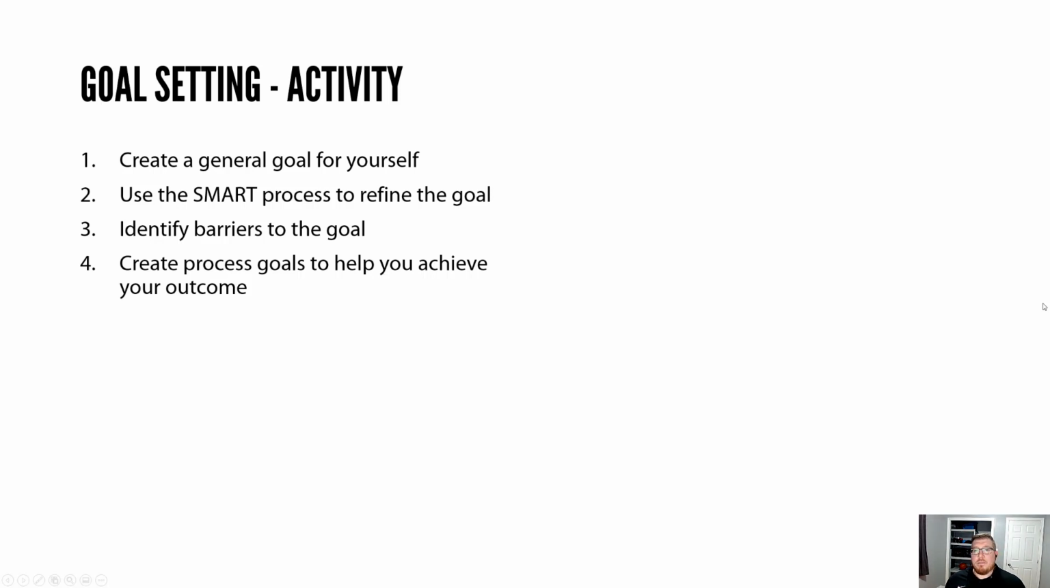So as we kind of wrap up goal setting here, another little activity for you is create a general goal for yourself. Use the SMART process to refine that goal. Identify potential barriers for the goal, and then create process goals to help you achieve your outcome. So this is a good way to kind of go through the goal setting process to refine and specify your goal so that you have the highest chances of achieving it.